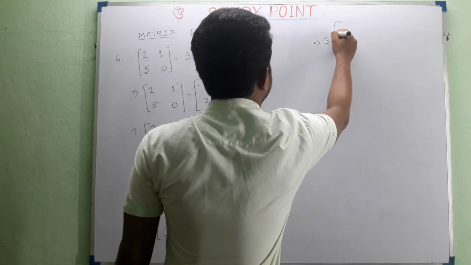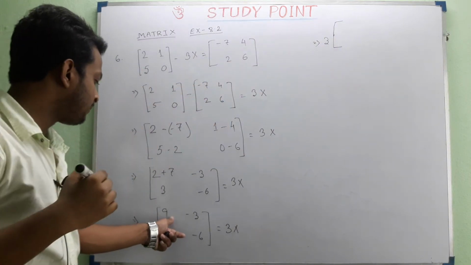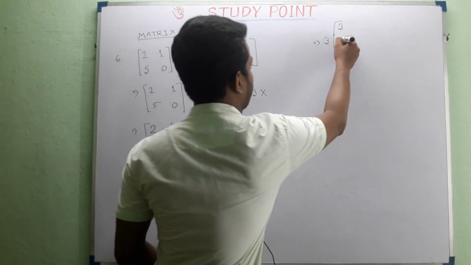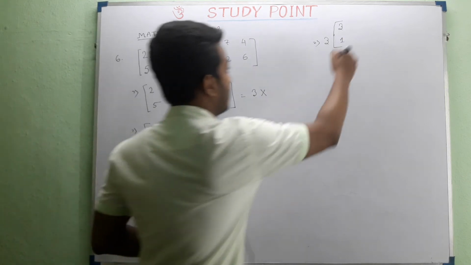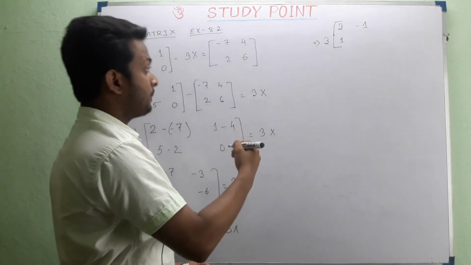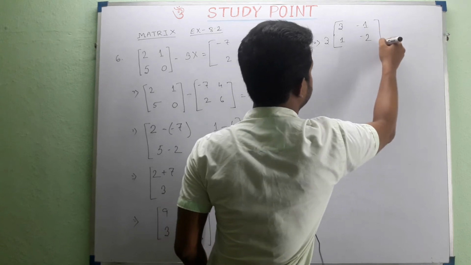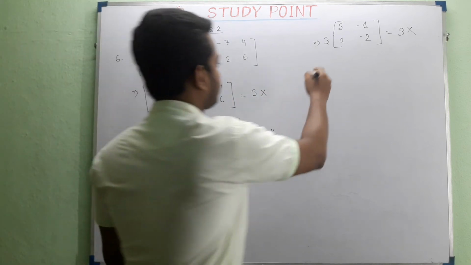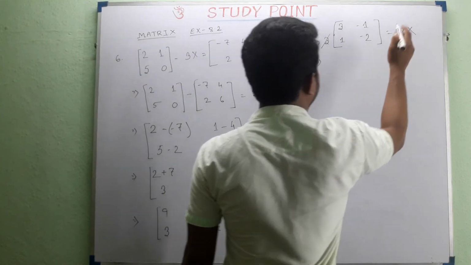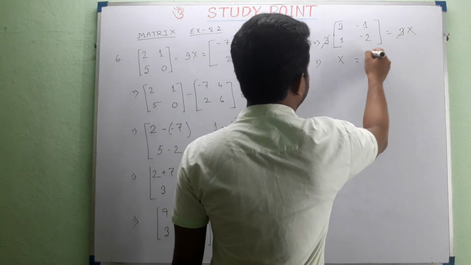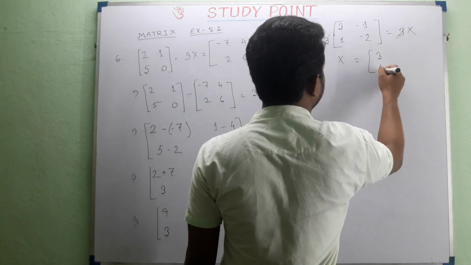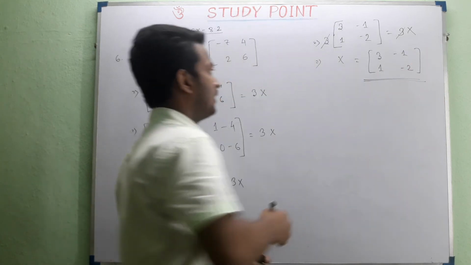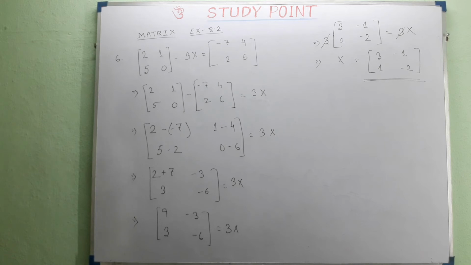Now let's see what the remaining elements are. Here it will be 3. Here it will be 1 after taking 3 as common. Here it will be minus 1, and here it will be minus 2. After taking 3 as common, the remaining term is like this. Okay. Now cancel out this 3 from both sides of the equation. We get the value of X matrix as 3, 1, minus 1, minus 2. So this is the answer for this question number 6.